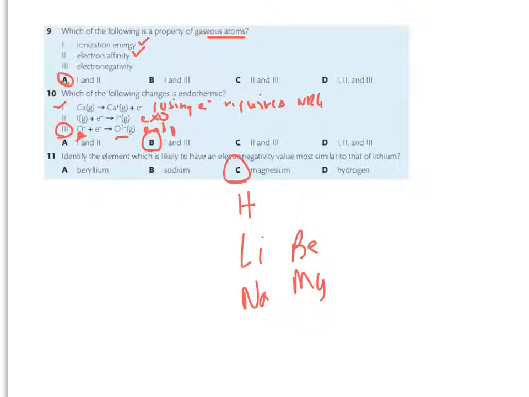So C would be most likely to have the similar value because it's moving to the right where things get tighter, but it's also moved down, making it larger. So in the wash, it's likely to be magnesium.